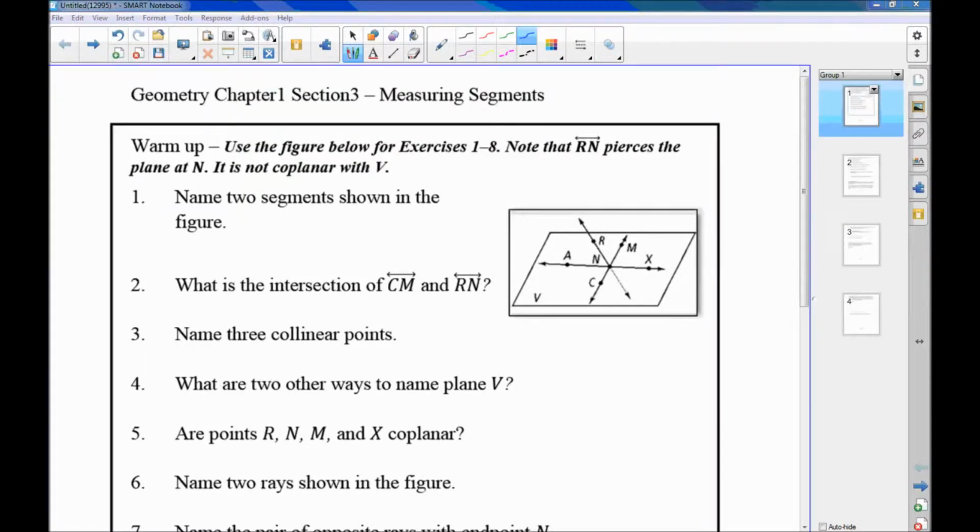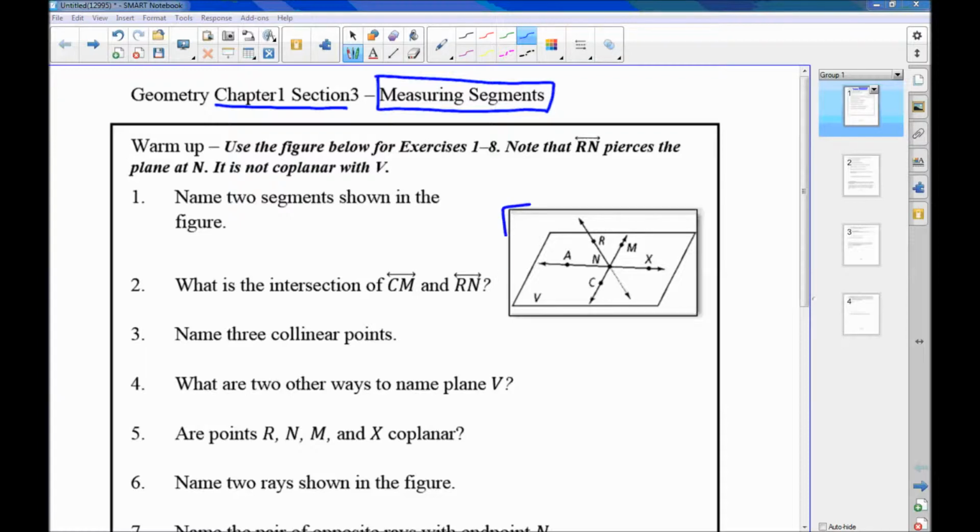Today we are covering Chapter 1, Section 3, Measuring Segments. So remember, last time we learned that a segment was a part of a line that has an endpoint on both ends, okay? So there's an infinite number of points in between those two endpoints. All right, so our warm-up. Use the figure below for exercises 1 through 8.